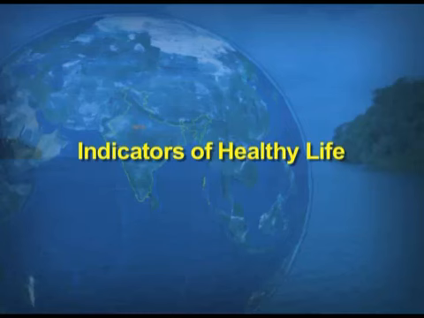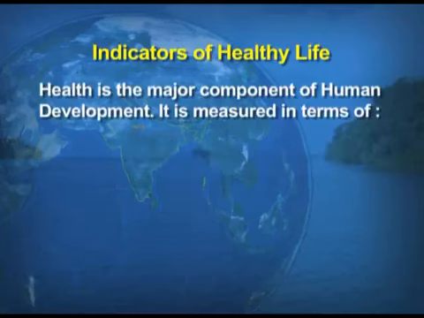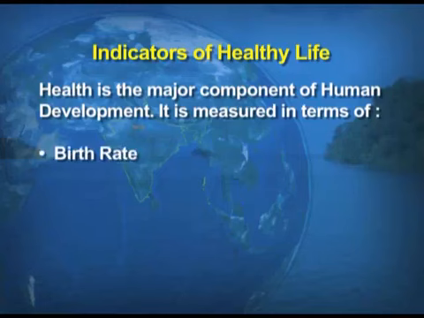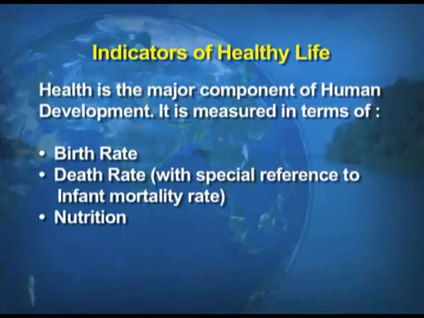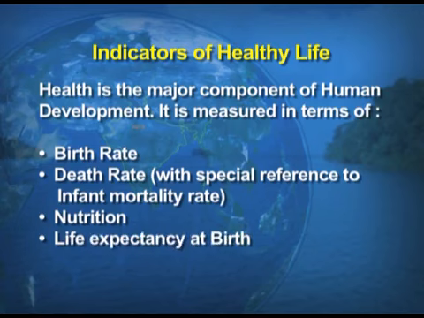Now, we talk about the indicators of a healthy life, because health is one of the major indicators of human development. Health is the major component of human development. It is measured in terms of number 1, birth rate, number 2, death rate, with special reference to infant mortality rate, number 3, nutrition, and number 4, the life expectancy at birth.